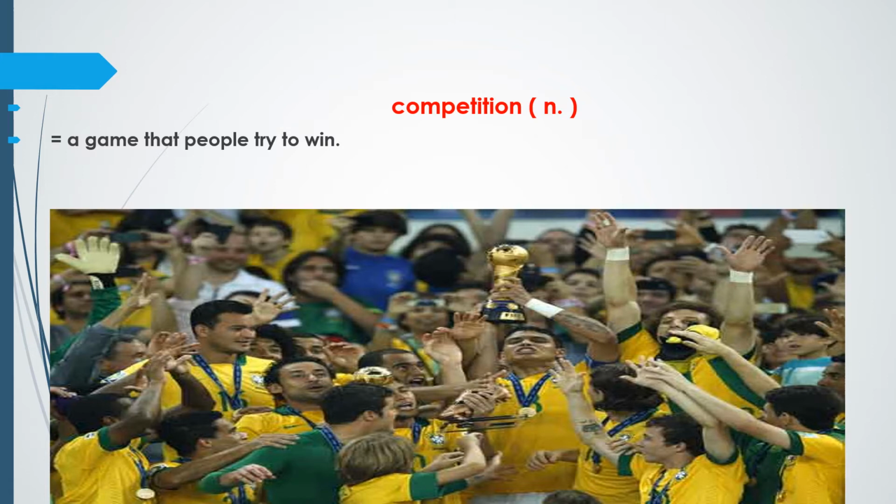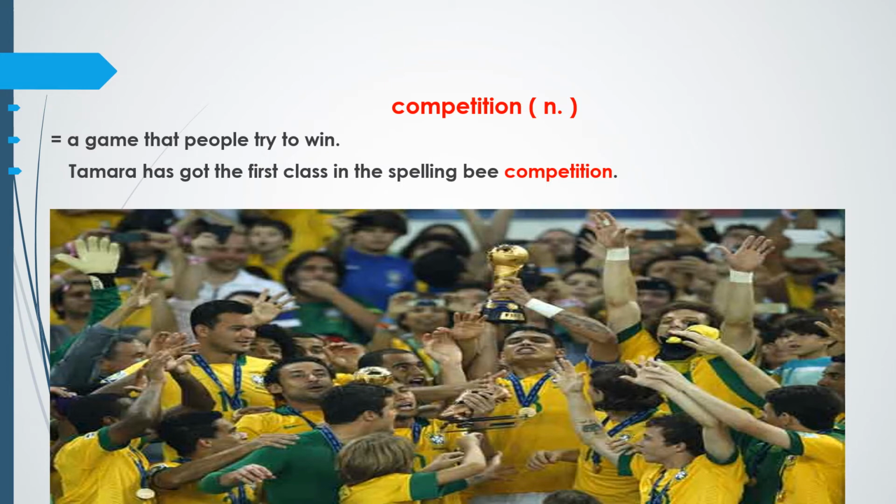Look at this sentence. Tamara has got the first class in the spelling bee competition. Competition is a noun. Look at this picture. What have you seen here? Yes, we have seen someone is playing with matches. Is it safe to play with matches? No, it's dangerous.